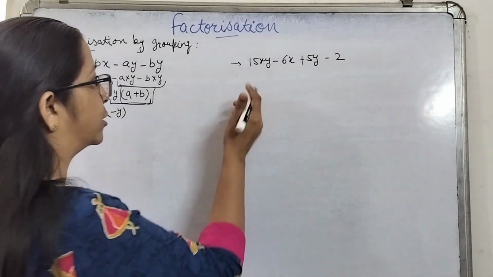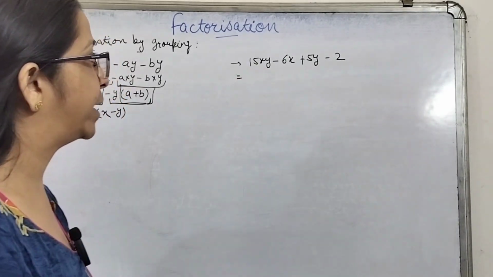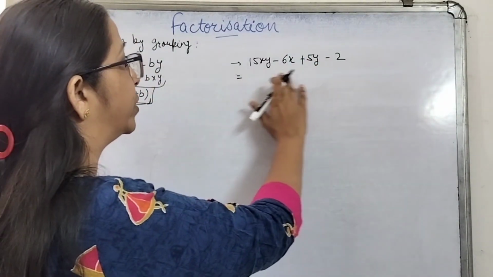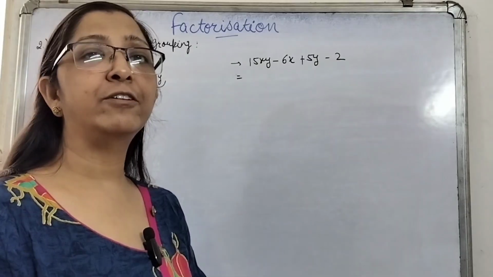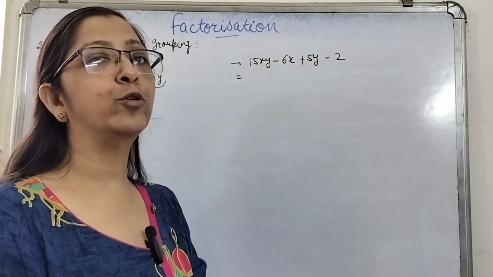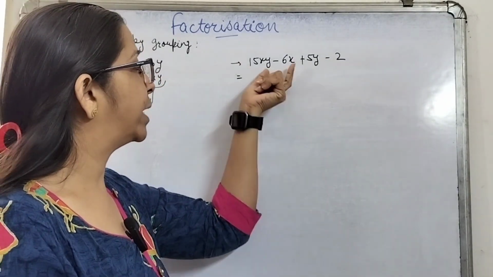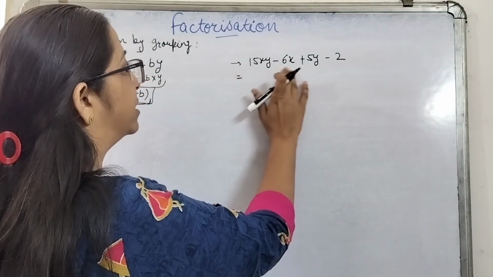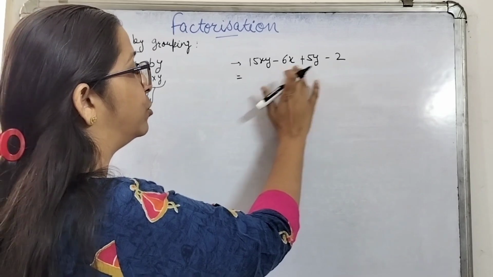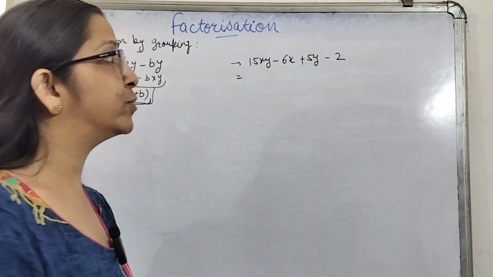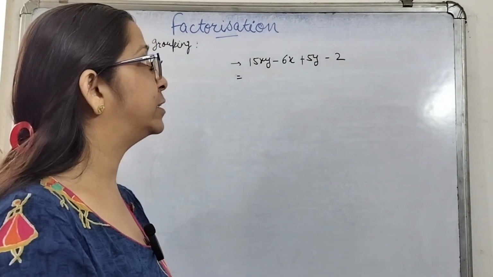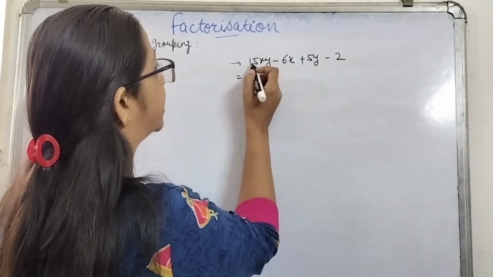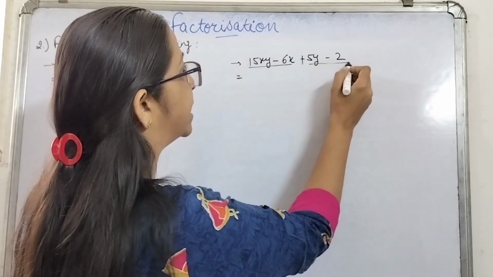Now let's understand another question, that is 15xy minus 6x plus 5y minus 2. Again, we can see over here that there is not a single factor which is common in all the four terms. So we have to make the grouping in such a way that in these two terms, suppose we are taking a group of these two and we are making a group of these two. Whatsoever the grouping we make, in that grouping the terms should have some common factor. Now, we are going to make the group of the first two terms and the second two terms.